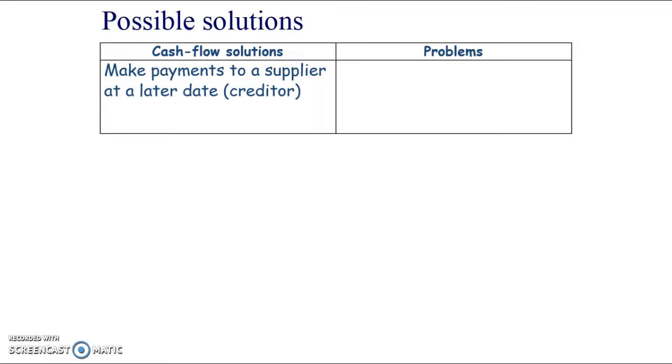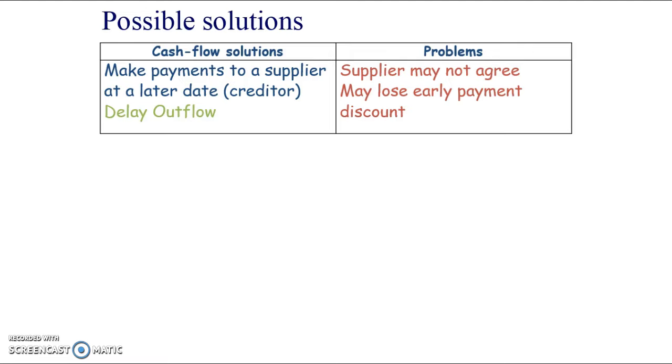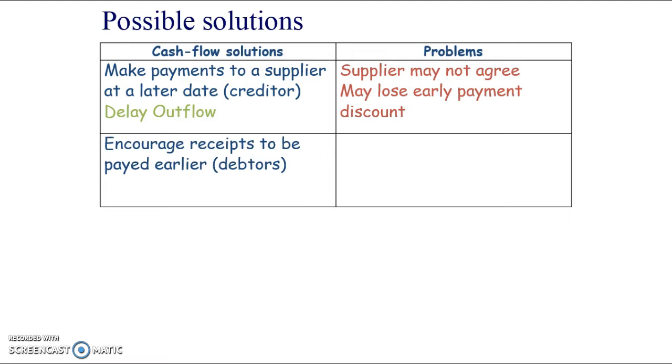So one solution, we could make payments to the supplier at a later date, so they become a creditor then, people that we owe money to. We could ask for 60 days trade credit or something. So this is going to delay money leaving the business. Eventually you are going to have to pay for your suppliers, but it's just going to delay it a little bit. Now the problem with this is that the supplier may not agree, they don't have to agree, and you may lose the early payment discount that some suppliers give.